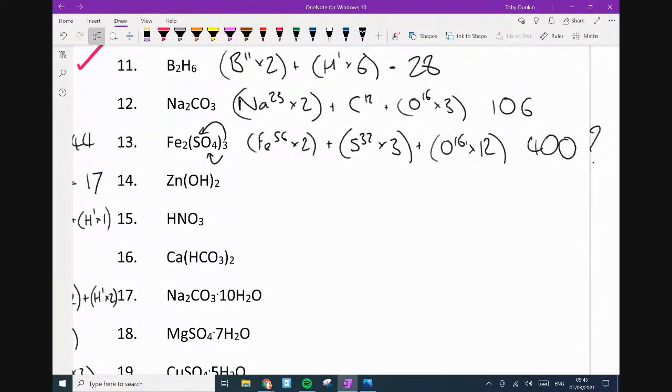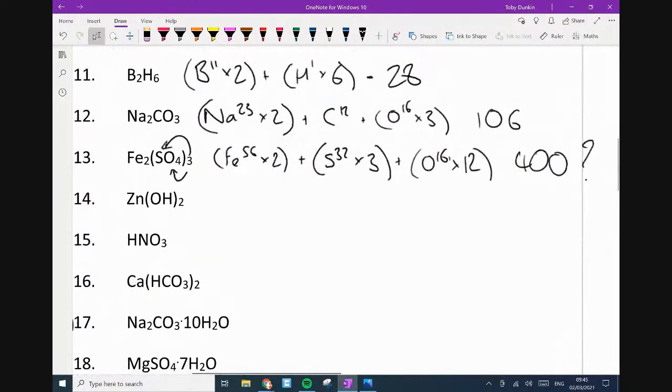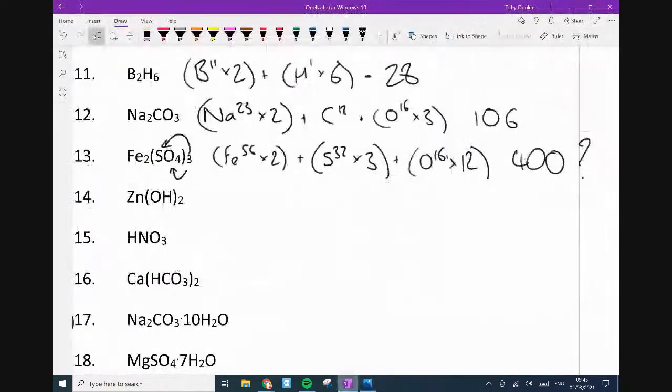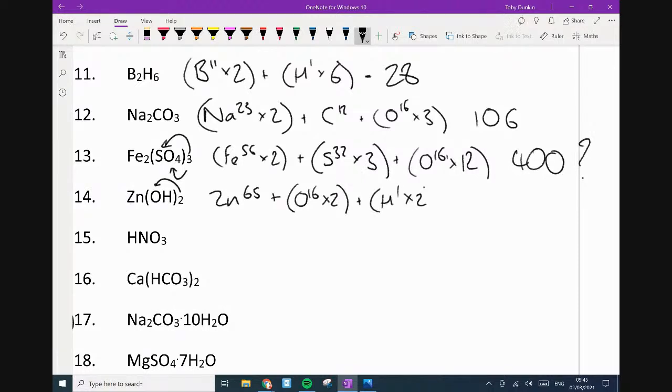That's massive. Next, zinc hydroxide. I have no idea what zinc is. 64? 65. So close. So I've got zinc at 65 plus oxygen, brackets oxygen at 16 times 2, plus hydrogen at 1 times 2. Total number 65 plus 16 plus 16 plus 2 gives me 99. Tick it if you got it.